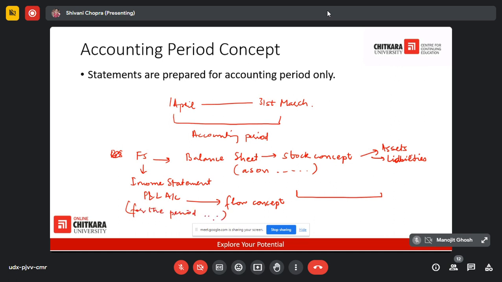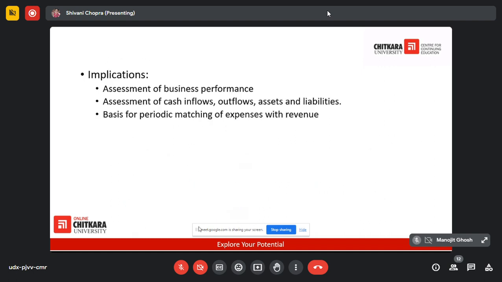Now, the implications is it helps in preparing the final accounts or the financial statements. Along with, it helps in making an assessment of business performance, which is comparable over a period of time. And the most important is it provides a basis for periodic matching of expenses with revenue. It's a major concept that how do you find profit? You find profit when you have revenue.